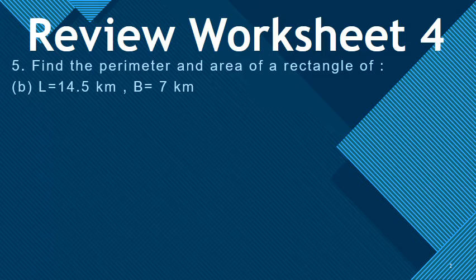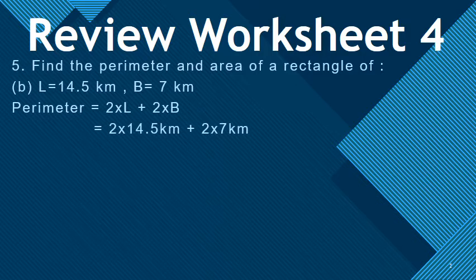So first of all, let us see how we are going to find out the perimeter of this rectangle. We know that perimeter of a rectangle is equal to 2 multiplied by length plus 2 multiplied by breadth. So length is 14.5 kilometers and breadth is 7 kilometers. So we can write 2 multiplied by 14.5 kilometer plus 2 multiplied by 7 kilometers, which will be equal to 29 kilometer plus 14 kilometer, which in turn is equal to 43 kilometer. So this is the perimeter of the rectangle.